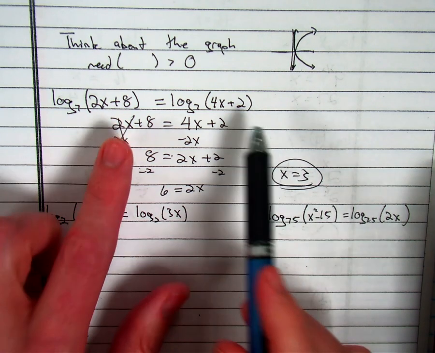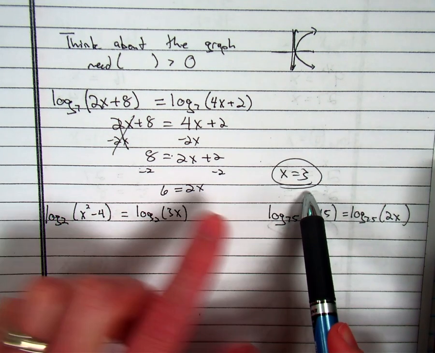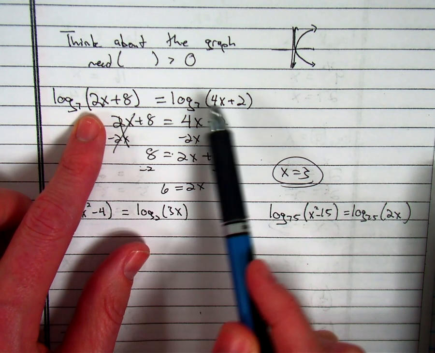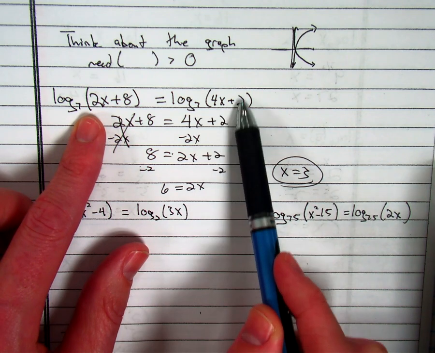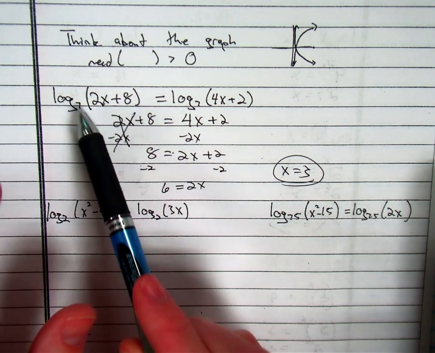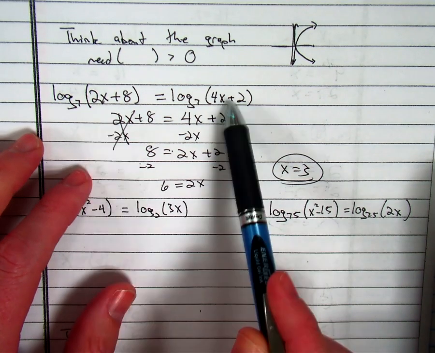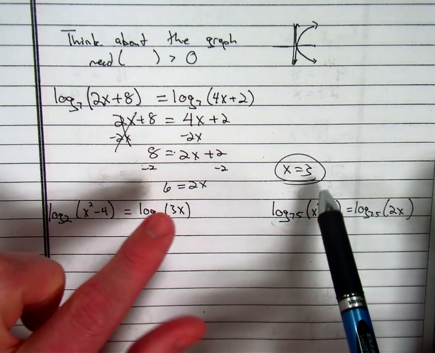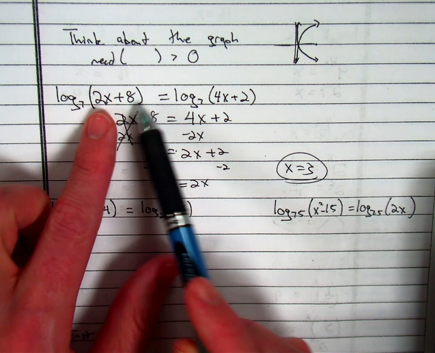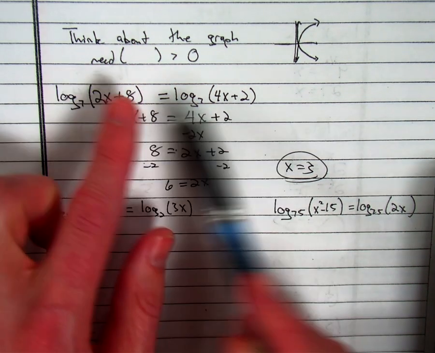Okay, for these equal ones, we should be able to double check this. 2 times 3 is 6, plus 8 is 14. 4 times 3 is 12, plus 2 is 14. So we have 14 there in both spots. When it's log equals log, just one log on each side, then we should be able to double check and put this number back in and have it be positive and equal.